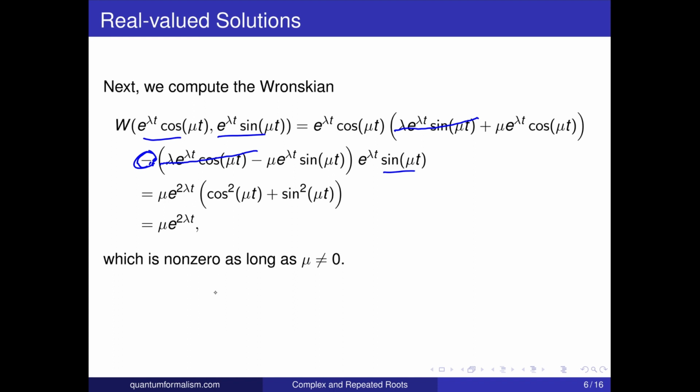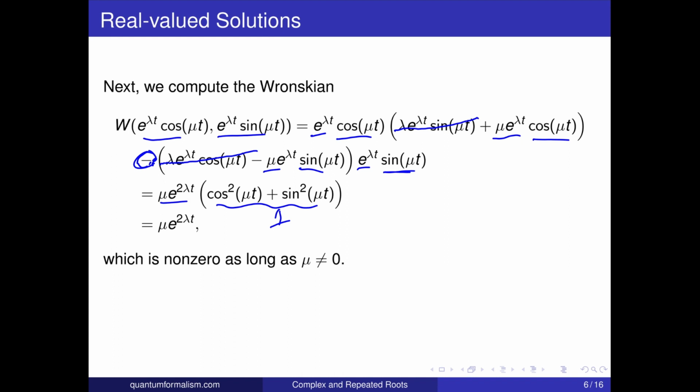Then the other two terms will combine. And so here you have a cosine squared, and in this one you have a sine squared. And you have a factor of mu e to the lambda t times e to the lambda t appearing in both. So that's mu times e to the 2 lambda t times the quantity cosine squared plus sine squared. And then, of course, this is all just equal to 1. Okay, so we get mu e to the 2 lambda t.